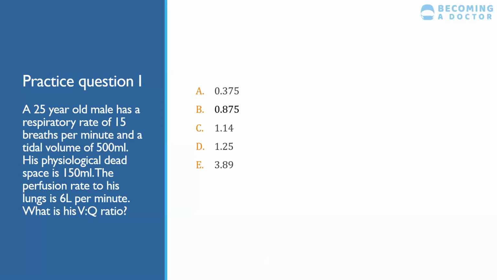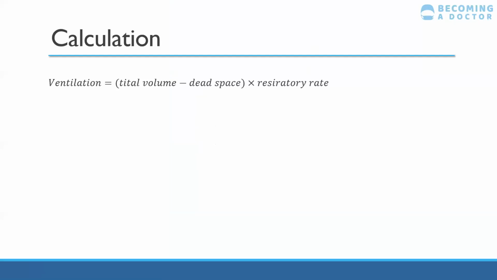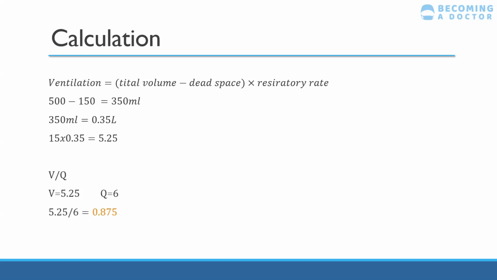As you can see, the right answer here is 0.875, your VQ ratio. I'll just show you that calculation here. You put in your tidal volume, which is 500 milliliters, minus your dead space. That gives you 350 milliliters. I'll convert that into liters and then multiply that by the respiratory rate. That gives you 5.25, and you're given the perfusion, which is 6. And that gives you a ratio of 0.875.